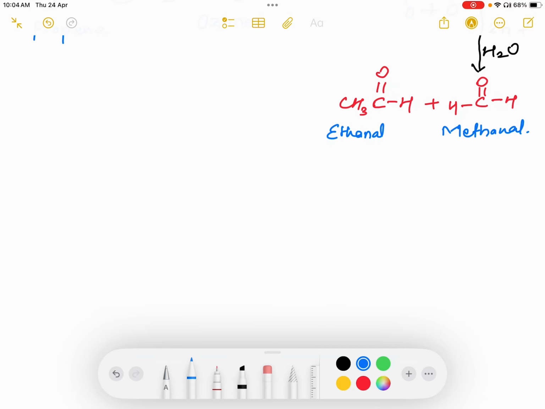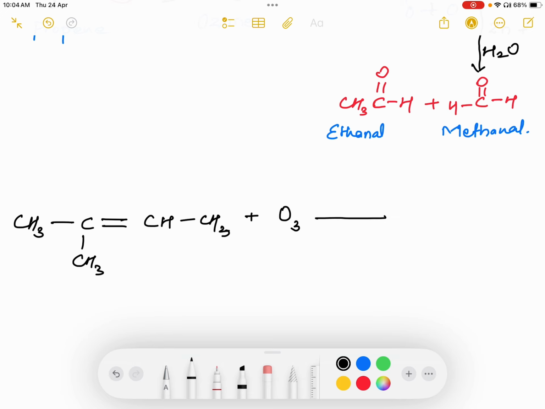Let me show you some other examples. Here we have CH3, C, CH3, double bond CH, single bond CH3. I have this type of compound. I'm treating it with ozone in the presence of CCl4. You are already clear on this. Again, instead of the double bond, I'm going to insert this ozone. So there will be the formation of C, which has two CH3 groups.